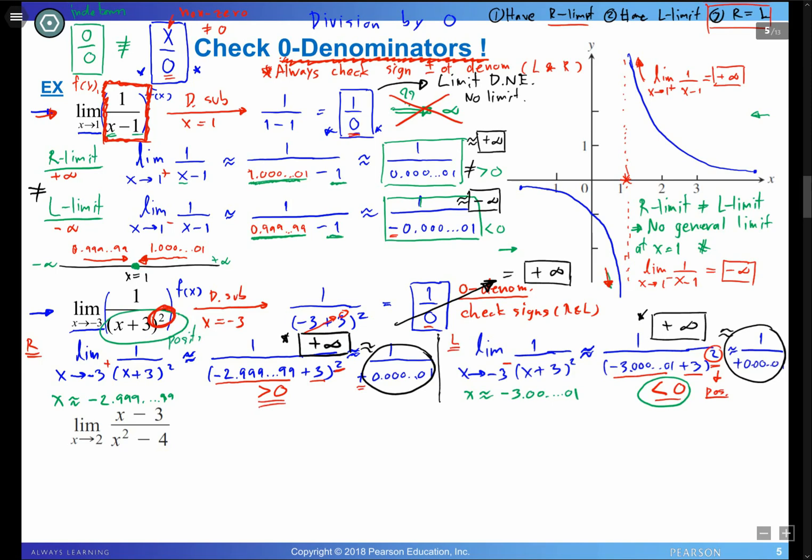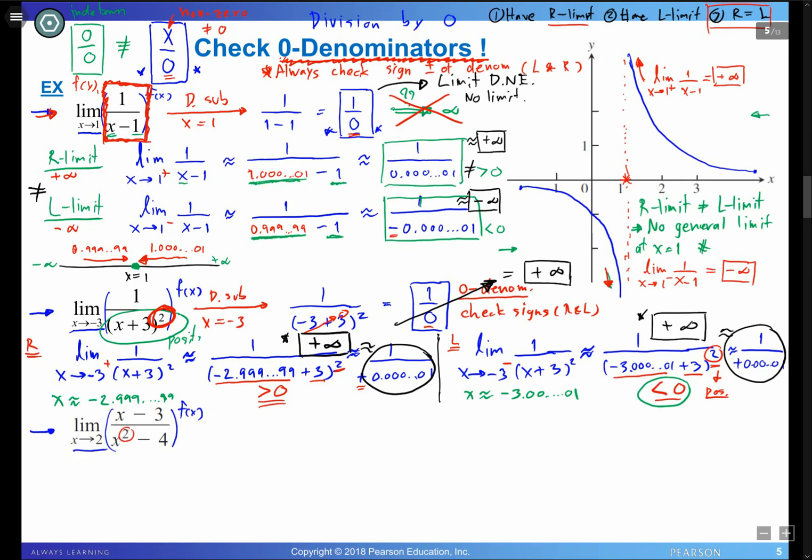Okay, let's check on one more example here. This one down here also has the square, but it's not outside the parentheses, it's just for the x right here. Let's see what's going to happen. Once again, let's take a look at the function we have. We have a fraction of x minus 3 divided by x squared minus 4, and we want to find the limit of this when x approaches 2.